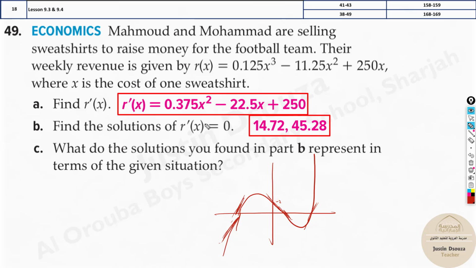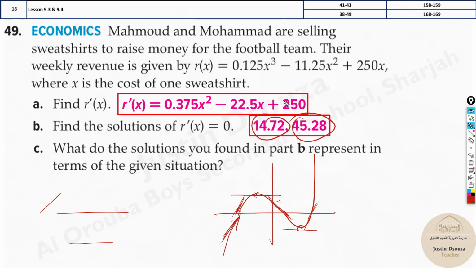So here we basically found the equation for the slope of the tangent line, and when we made it equal to 0, what happened? When we make that slope equal to 0, it basically is like a flat line, isn't it? So we found two flat lines. So it'll be either maximum or minimum. So when you solve these two, you will get the x value, which has to be either maximum or minimum. So what is the cost of sweatshirt? It's either 14.72 or 45.28.